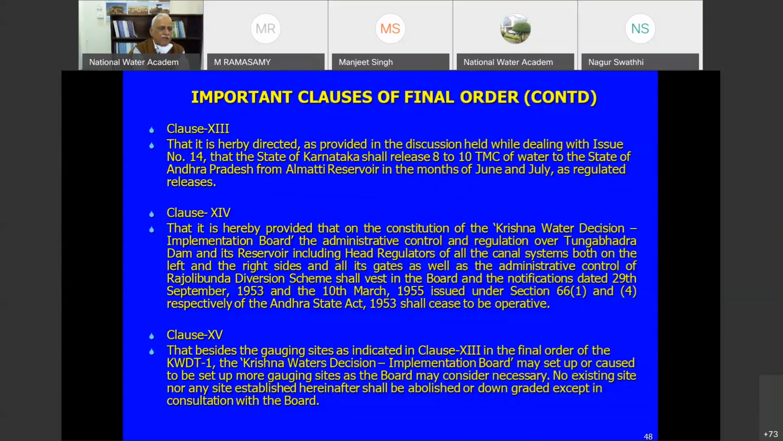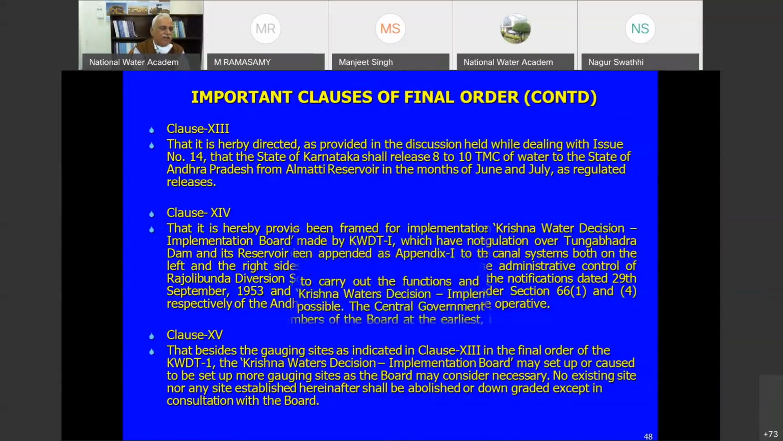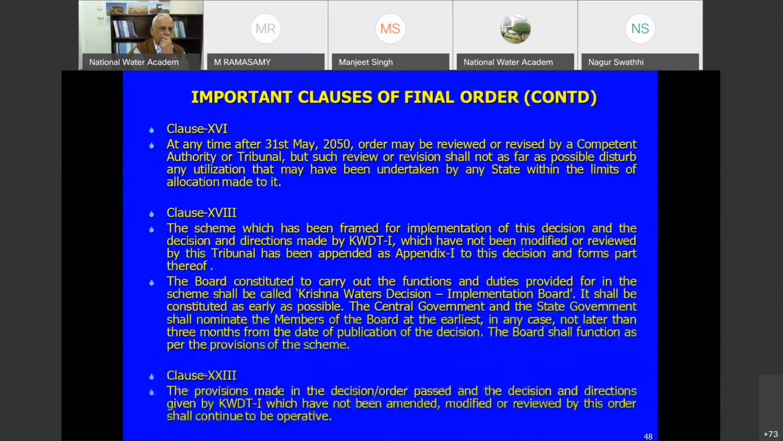Clause 15. Besides the gauging sites as indicated in clause 13 in the final order AWTT 1, the Krishna Water Decision Implementation Board may set up or cause to be set up more gauging sites as the board may consider necessary. No existing site nor any established hereinafter shall be abolished or downgraded except in consultation with the board. Next. At any time after 31st May 2050, this order can be reviewed.